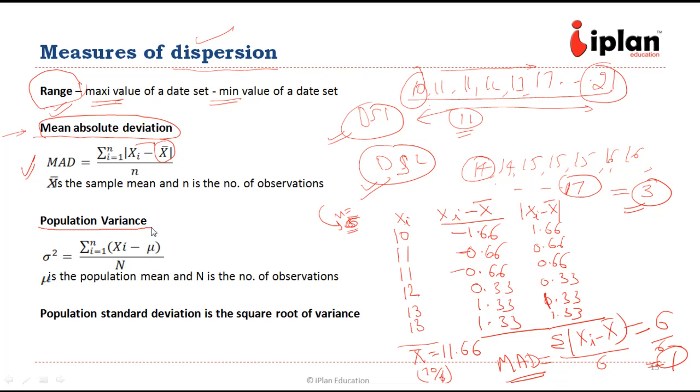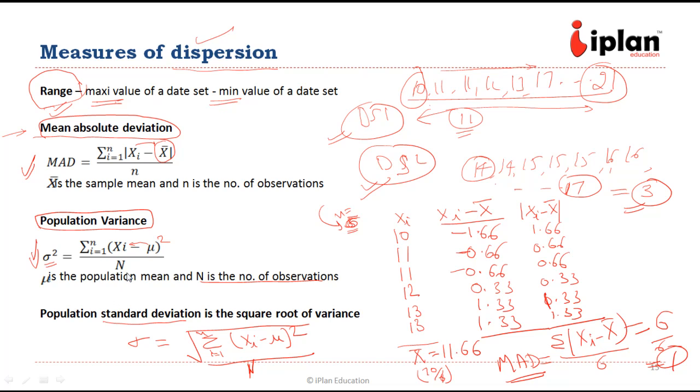Now the last is population variance. This is a very important term, extensively used in risk. This is equal to the deviation from the mean, the square of it, and then we take the summation and divide by the number of observations. And if we have to calculate the standard deviation, sigma, this becomes the square root of population variance, which is the summation of all the squared deviations divided by n.